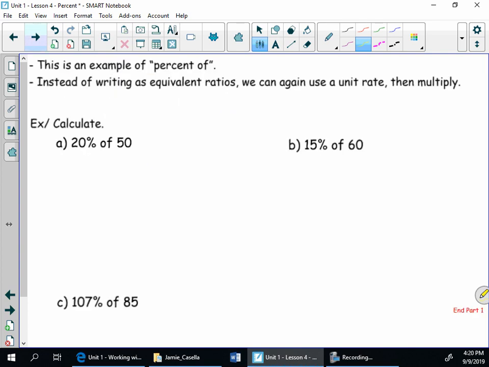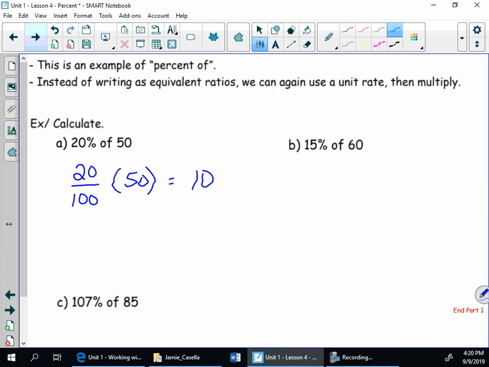To find the percentage of something, we can use the idea of a unit rate and then multiply. For instance, I want to find 20% of 50. Well, I know the percent is out of 100. I want to find that portion of 50. So what I do is I divide 20 by 100, like it says, and then I multiply by 50. And typing in our calculators, we get 10.